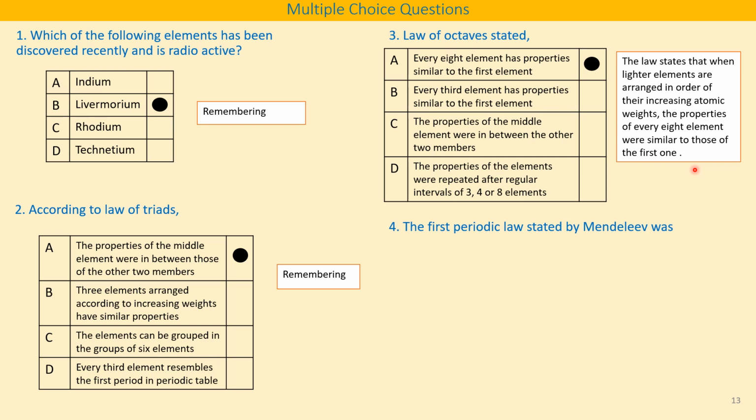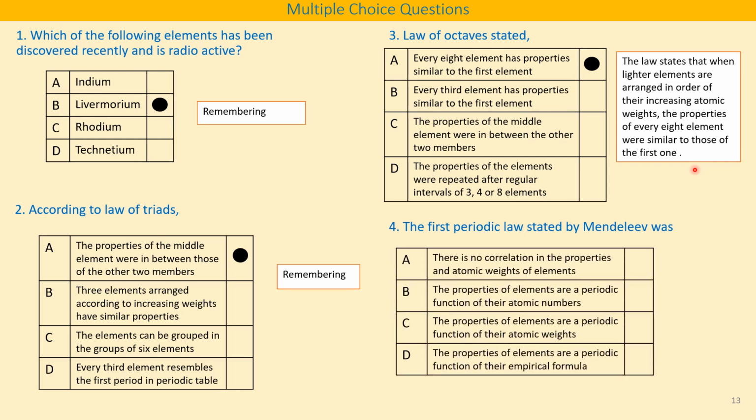Next question. The first periodic law stated by Mendeleev was, four options are given and you have to read all and mark the correct answer. Option A, there is no correlation in properties and atomic weights of elements. Option B, the properties of elements are periodic function of their atomic numbers. Option C, the properties of elements are periodic function of their atomic weights. Option D, the properties of elements are a periodic function of their empirical formula. Please pause this video and apply your mind for some time and mark the correct answer. Meanwhile, I will give the correct answer. So you have to remember that the properties of elements are periodic function of their atomic weights as per the Mendeleev's law published in 1869.